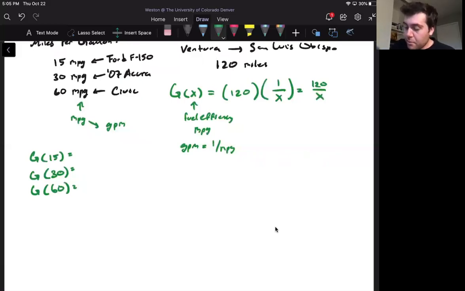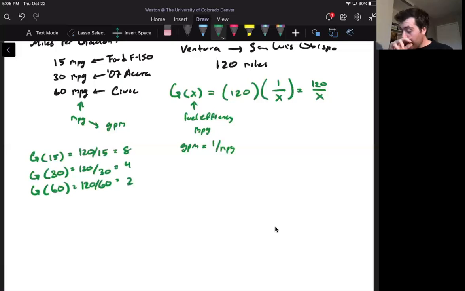And so we just plug those numbers into our function. We get 120 divided by 15, 120 divided by 30, 120 divided by 60. And that gives us 8, 4, and 2. So what this is saying is that if I switch from a car that gets 15 miles per gallon to 30 miles per gallon on this drive, I'm going to save 4 gallons of gas. So it's a pretty big improvement.